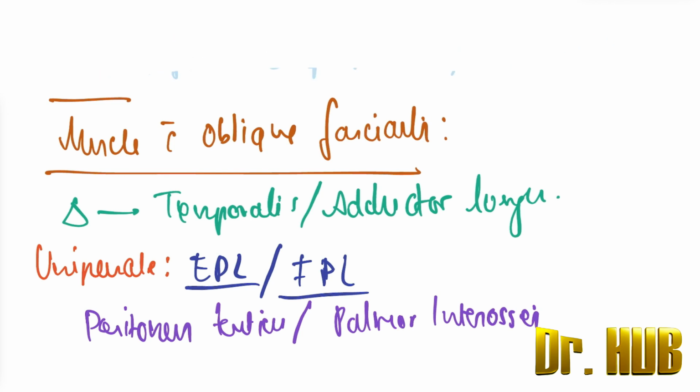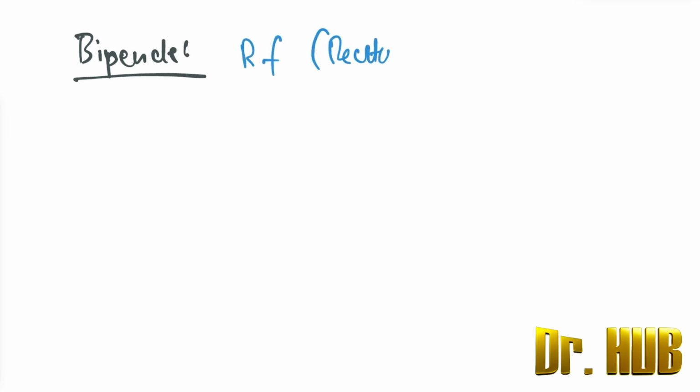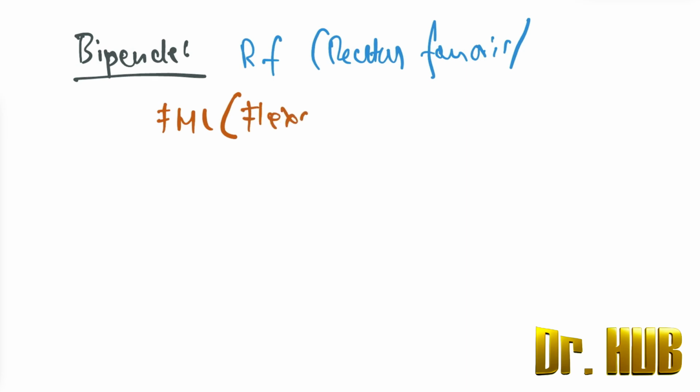Next we move on to the bipinnate. In terms of the bipinnate, it includes the RF. RF stands for the rectus femoris. So let's write it down, rectus femoris. And then there is also the FHL. FHL is nothing but the flexor hallucis longus. So all this is bipinnate.